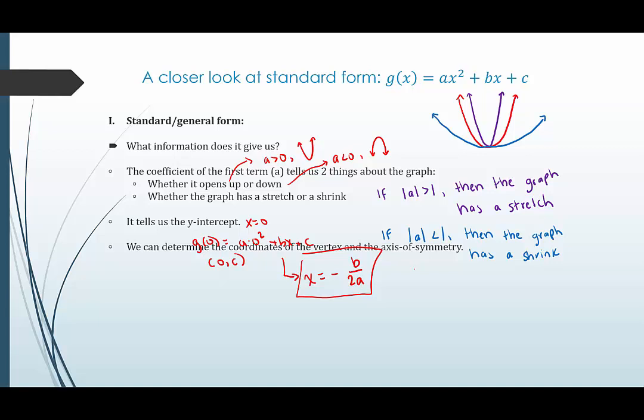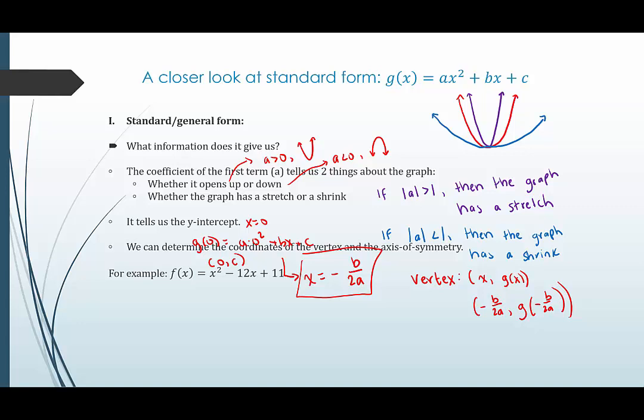Sometimes we say that the coordinates of the vertex, so I said before we use (h, k), but here that's not really helpful because we don't have those variables. So we say it's (x, g(x)). Or we might say it's (negative b over 2a, g(negative b over 2a)). To me, this looks a lot scarier than what it really is. It really isn't as scary as that. Let's take a look at an example before we get to the graphing.